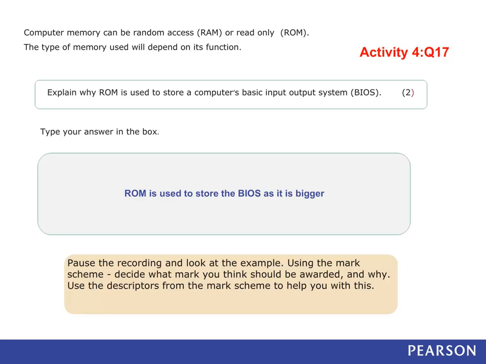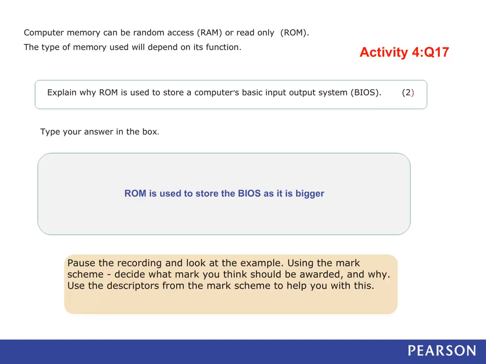Activity 4, Question 17. This is Question 17 and was developed to allow the learner access to the higher mark bands. It is an open response question and is asking the learner to explain why ROM is used to store a computer's basic input-output system, BIOS.